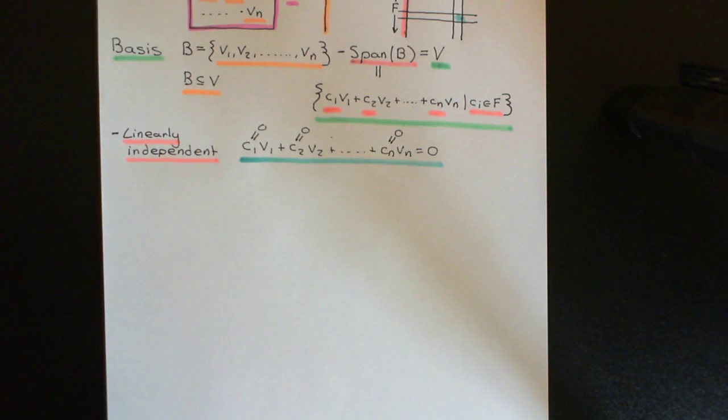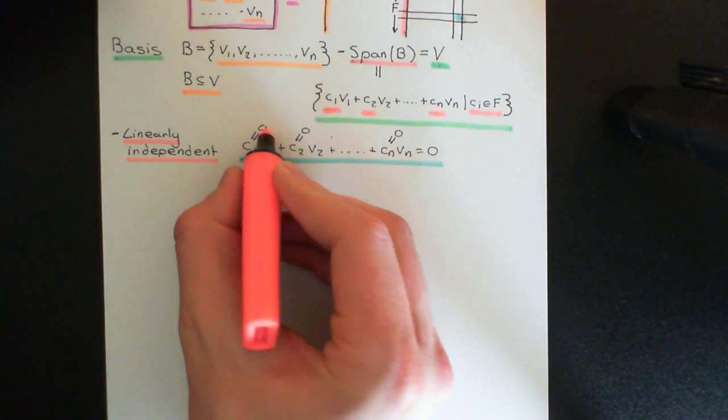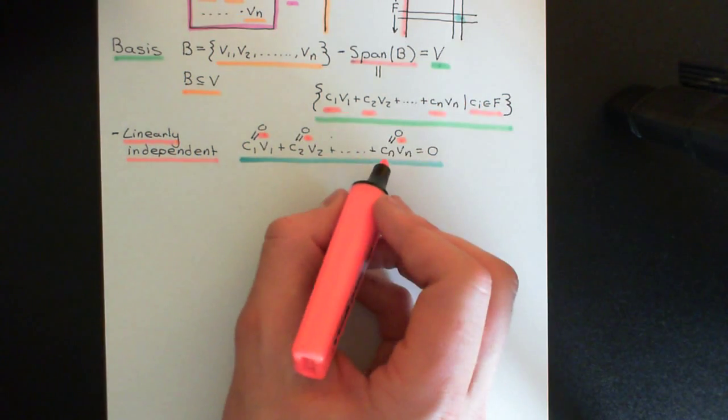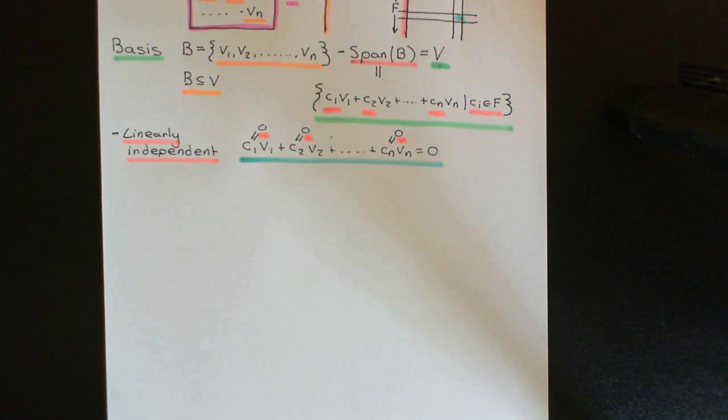Okay, so if a set of vectors is linearly independent, it means that all of the scalar coefficients have to be equal to zero in order for a linear combination to actually give you the zero vector. So there's only one linear combination of the vectors that gives the zero vector as its answer, and that is where all of these scalars are zero in the field.